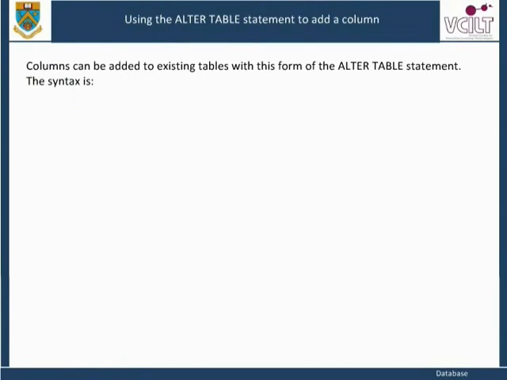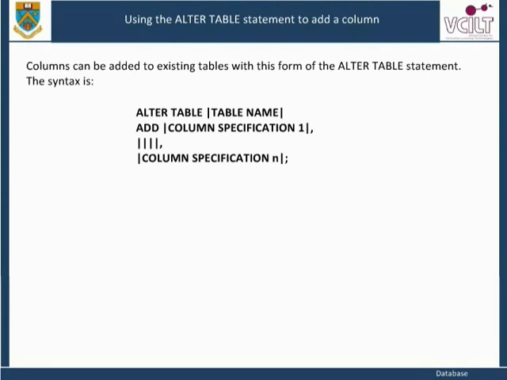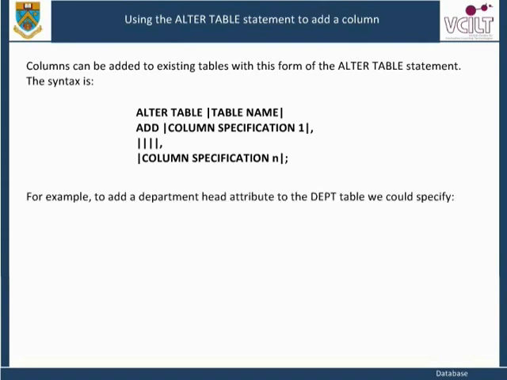The syntax is alter table, table name, add column specification 1 ... column specification n. For example, to add a department head attribute to the department table, we could specify SQL> alter table department 2 add department head number 4; Table altered. We could imagine that the new department head column would contain employee number values corresponding to the employees who were the department heads of particular departments.